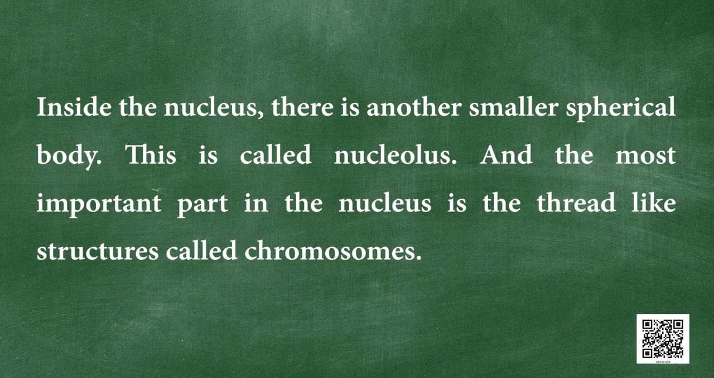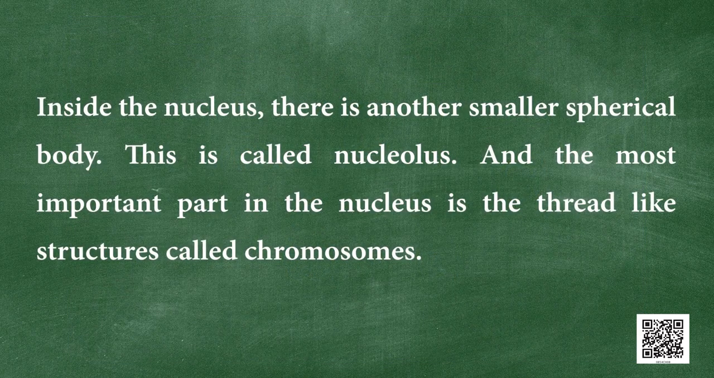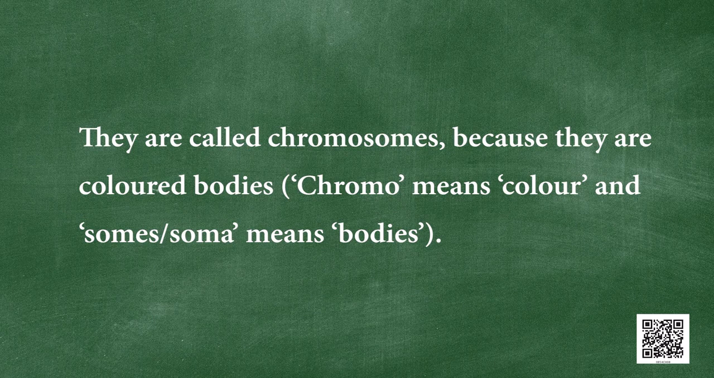Okay. Ma'am, what is there inside the nucleus? Inside the nucleus, there is another small spherical body. This is called nucleolus. And the most important part in the nucleus is the thread-like structures called chromosomes. Ma'am, why are they called chromosomes? They are called chromosomes because they are colored bodies. Chromo means color and soma means body.